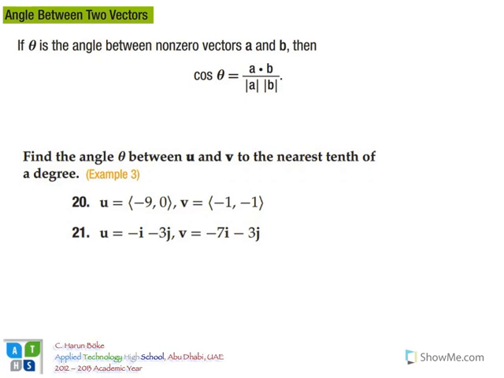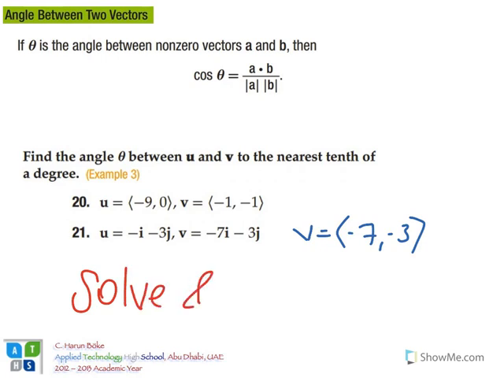Just a reminder that when you have the vectors as a linear combination of unit vectors, you can write the component forms as the coefficients of those vectors. As for v, it is <-7, -3>. Okay, so solve these questions and enter your answers in the answer sheet.